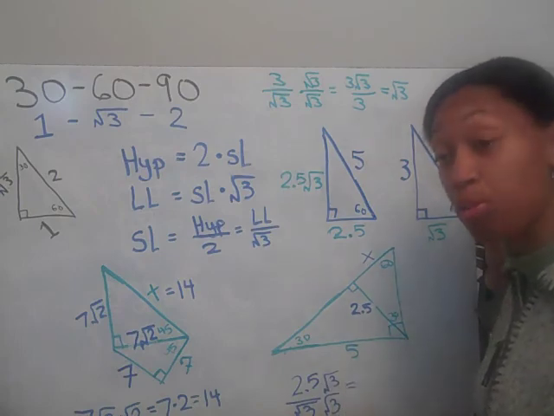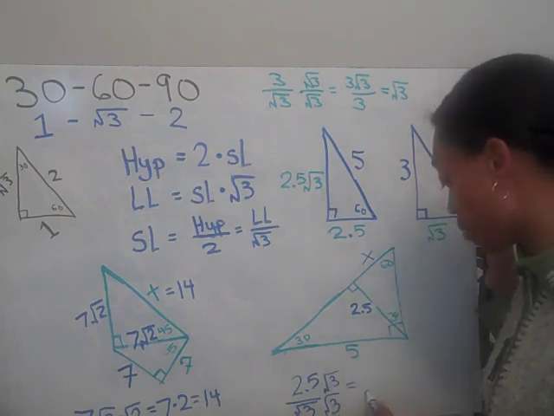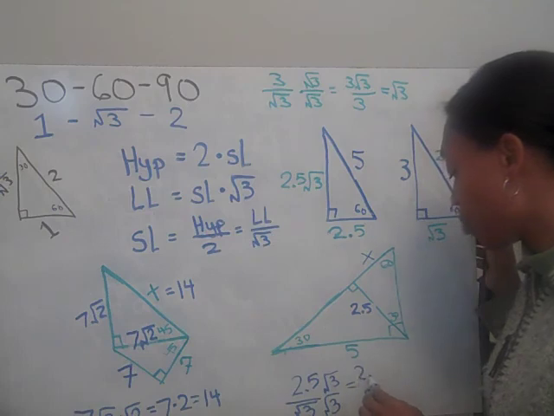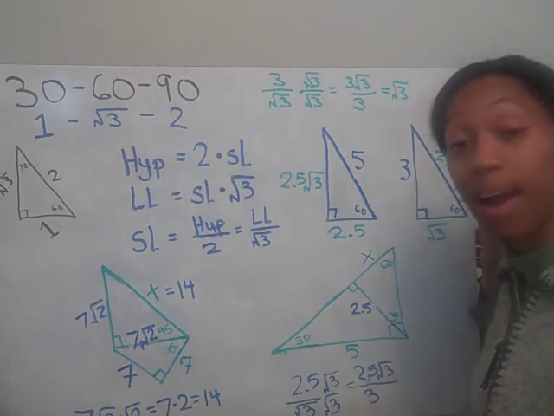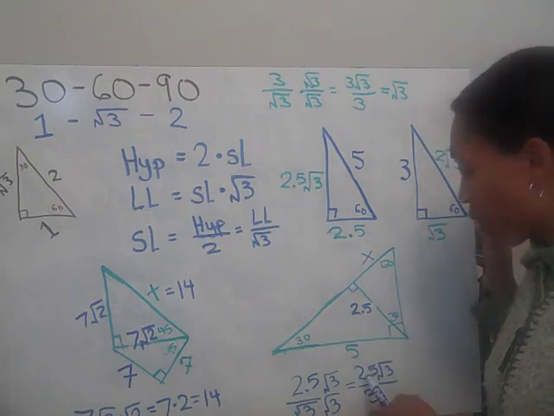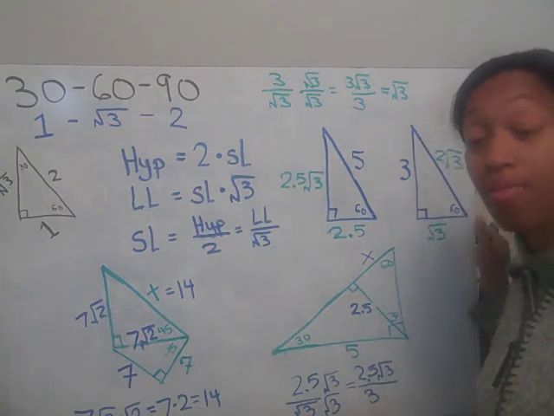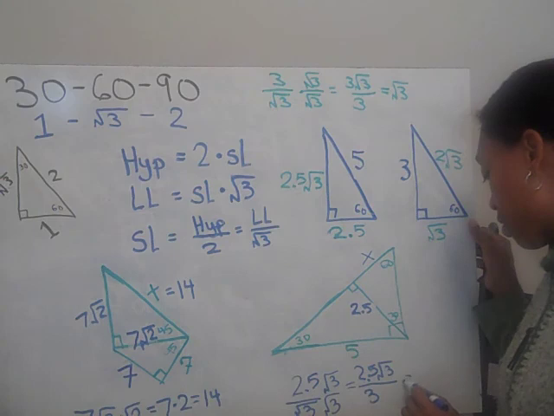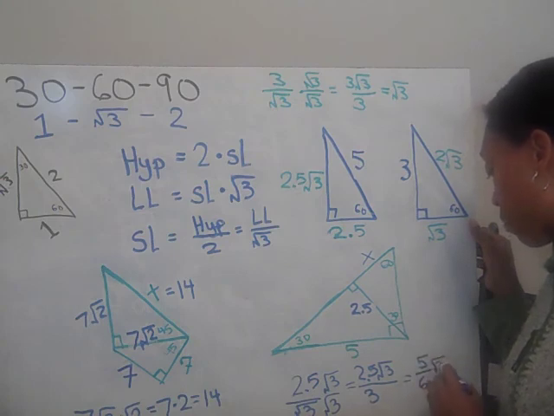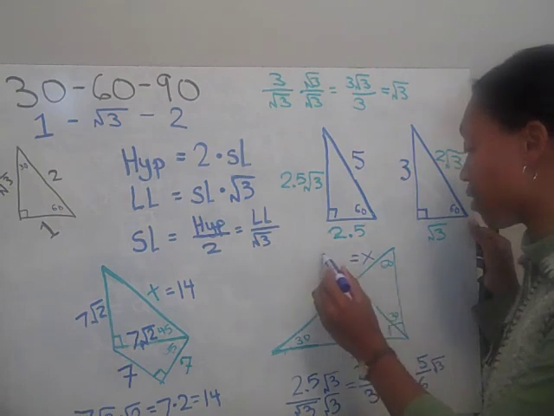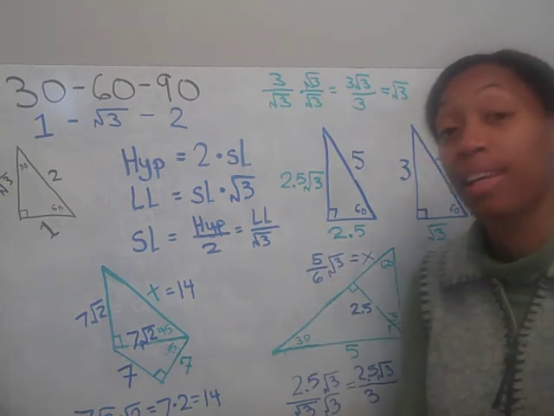Square root of 3 times square root of 3 is just 3. So we have 2.5 square root of 3 divided by 3. 2.5 divided by 3 is 5 over 6. So this is 5 over 6 square root of 3. And that is our answer.